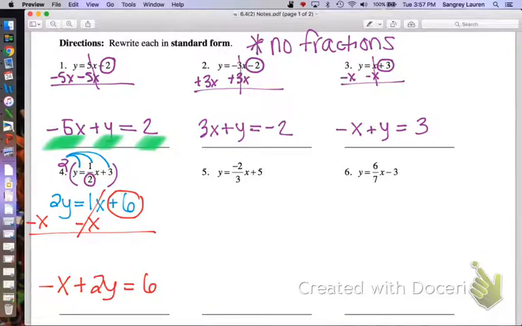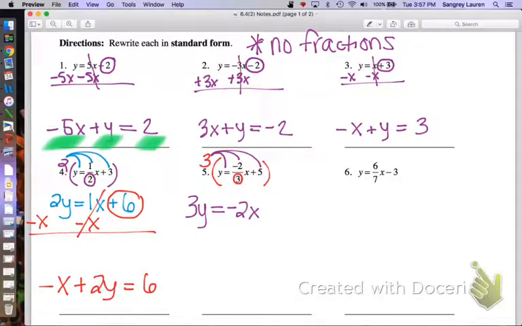All right, let's try number 5. There's a fraction. We cannot have fractions. So look at the denominator. The denominator is a 3, so think to yourself, what would we multiply this entire equation by? We're going to multiply the entire thing by 3, because that was the denominator that we want to get rid of. So this becomes the distributive property. So this 3 is going to distribute to every single term. So 3 times y is 3y. 3 times negative 2 over 3 is negative 2x.